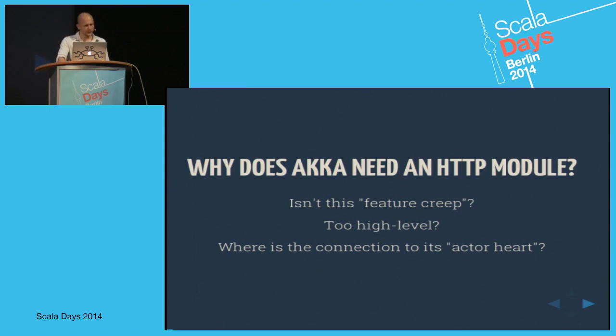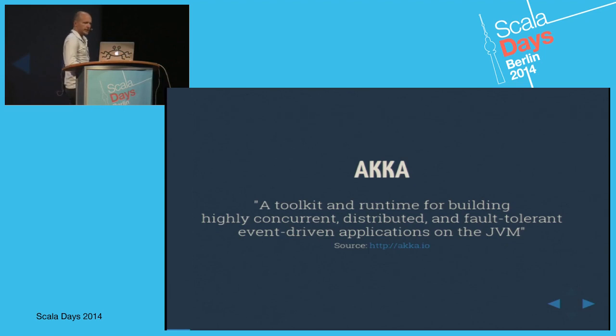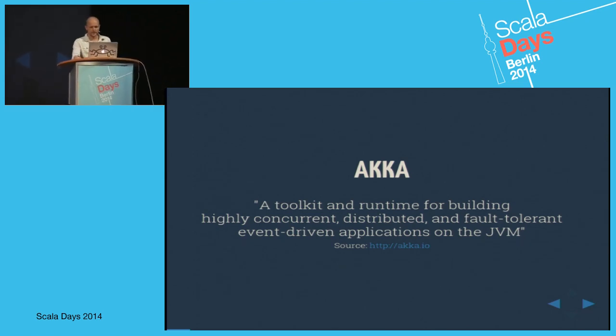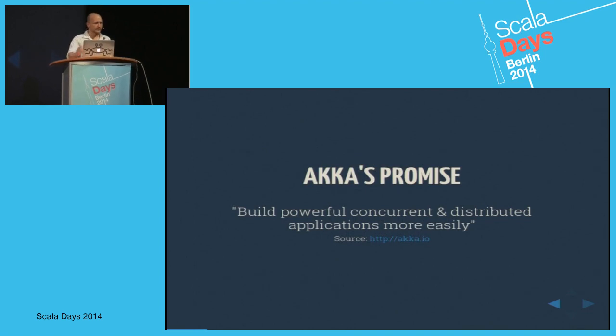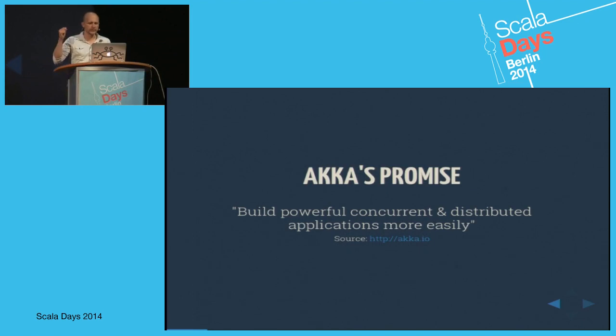That's a good question, and it makes sense to go back and look at what Akka really is to understand how HTTP fits into the picture. So when you go to akka.io and read up on what Akka calls itself, it calls itself a toolkit and runtime for building highly concurrent, distributed, and fault-tolerant, event-driven applications on the JVM. That's a long thing. You can also look at the promise that's a bit more catchy, and it says, Akka wants to make it easy for everyone to build concurrent and distributed applications. That's the point, right?